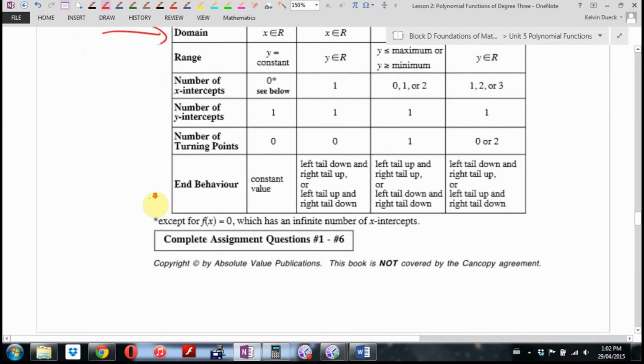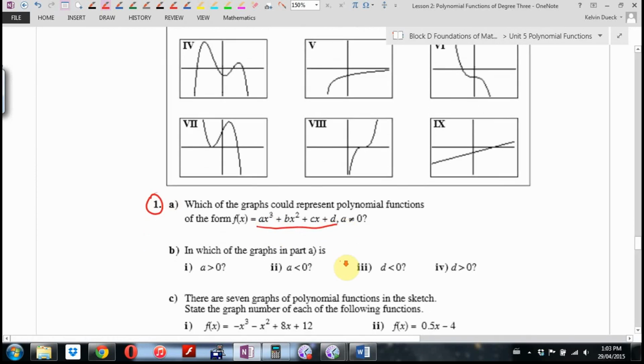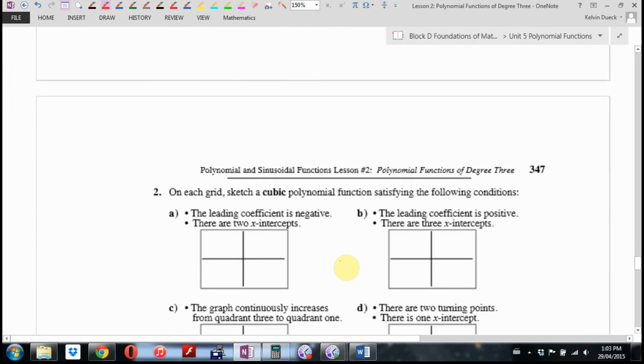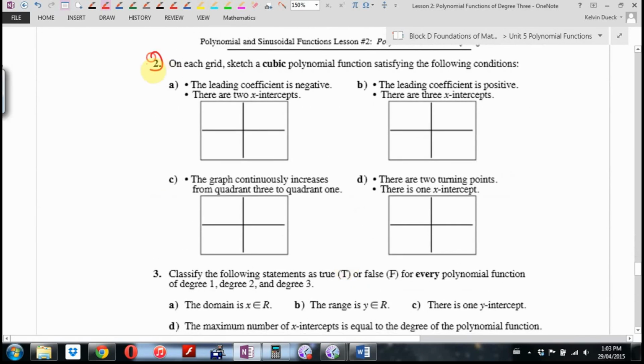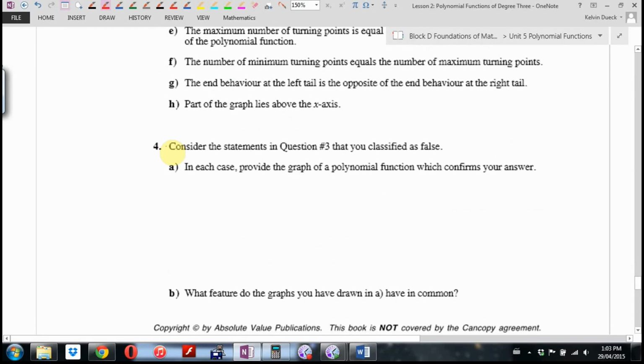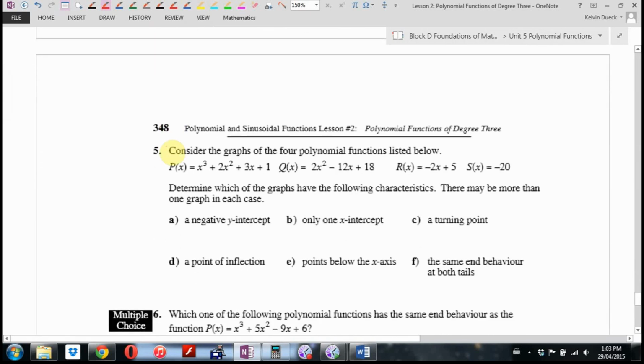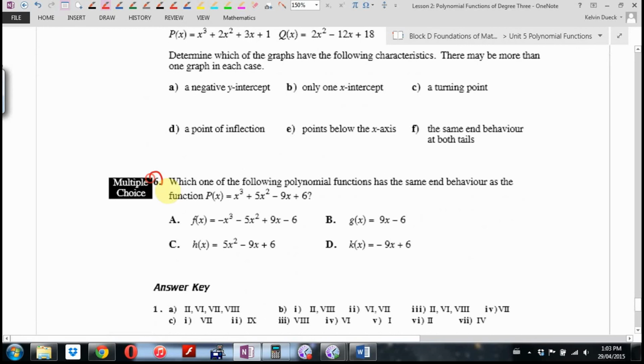What's your homework? Number 1 is good. It's saying which of these could be x cubed graphs. Number 2, do a sketch with those particular characteristics. Number 3, true, false. I'll skip 4. 5 is good. 6 is good.